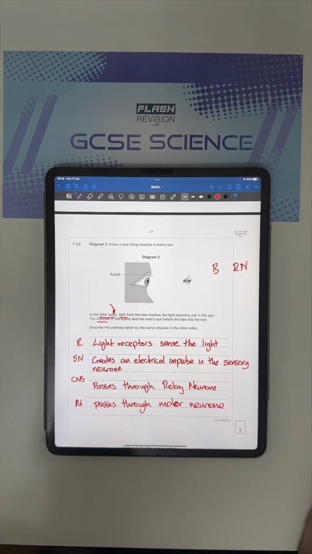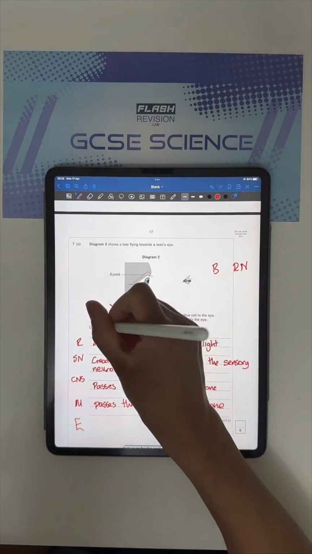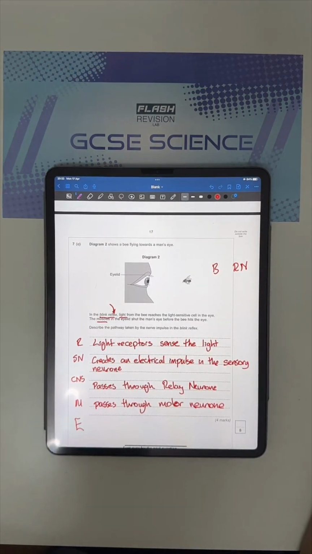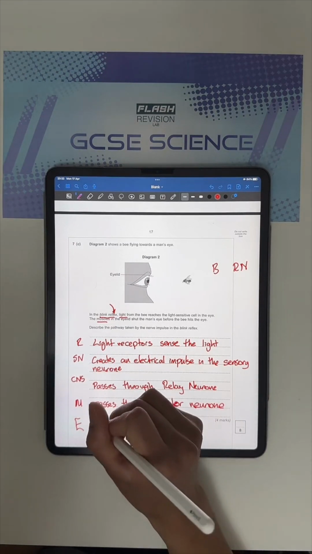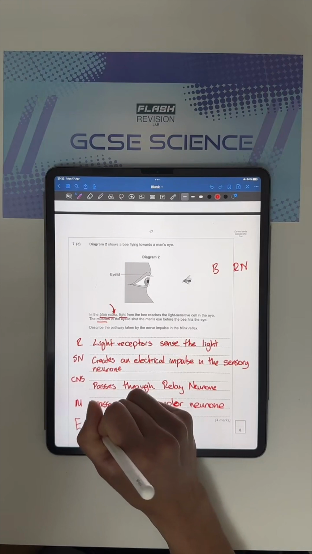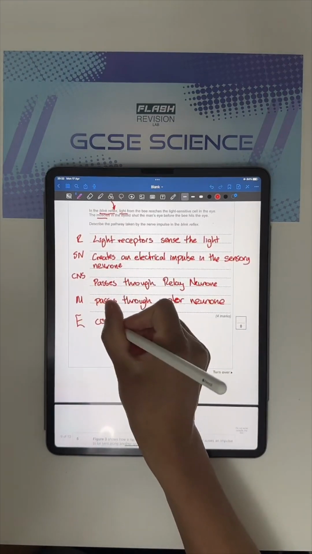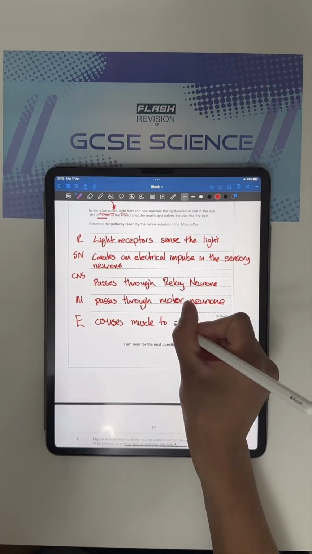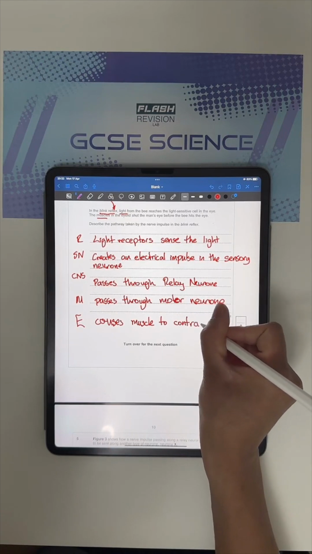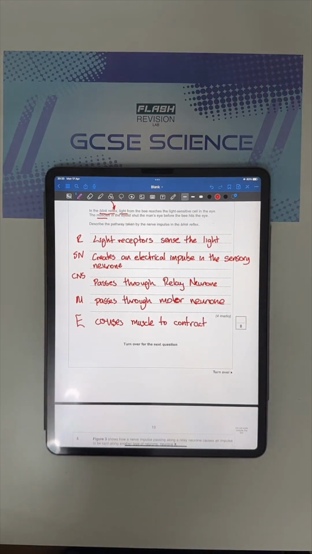And then from there, it's going to go to the effector. So remember what I said about effector. Effector can either be a muscle or a gland. So in this case, we're going to talk about the muscle in the eyelid. That's what causes the eye to close, so the bee doesn't get into the eye. It's just a natural reflex that we have. So the motor neuron causes the muscle to contract. And there we have it. 4 marks for that question. I hope that simplified it.